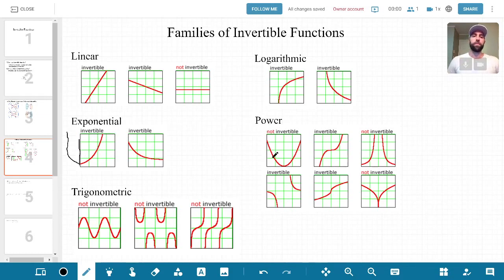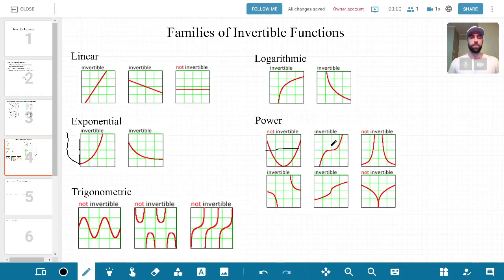A power function, we showed some of it. You see this would not be invertible because, like I showed over here, it has two y values at different x values here, so it wouldn't pass. If it doesn't pass the horizontal line test here, then the inverse would not pass the vertical line test to be a function.